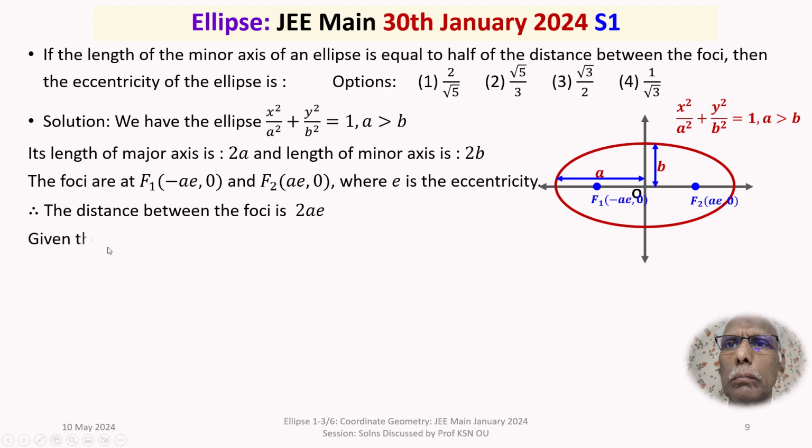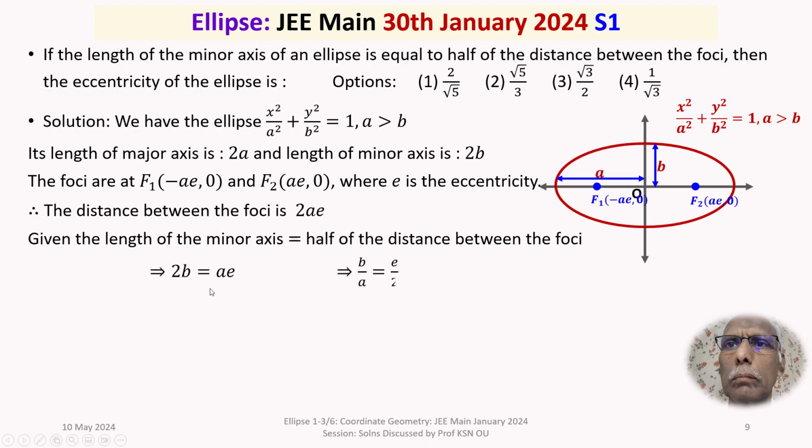It is given the length of the minor axis, 2b, is equal to half of the distance between the foci. Half of 2ae is ae. So that is 2b is equal to 2ae multiplied by 1 by 2, that is ae. So 2b is equal to ae. This will imply b by a is equal to e by 2.